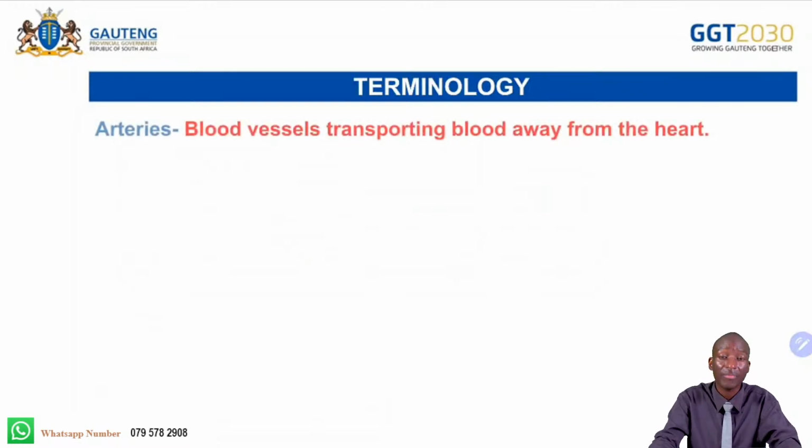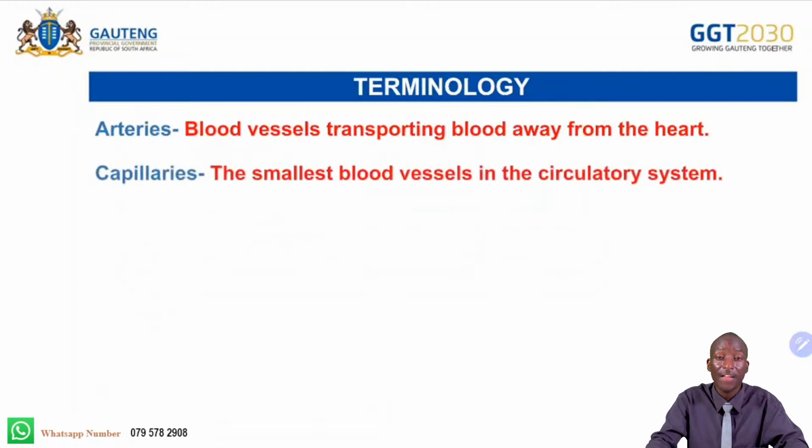Okay, arteries. What are arteries? These are blood vessels transporting blood away from the heart. So arteries are these blood vessels which are responsible for transporting blood away from the heart. Next one, capillaries. These are the smallest blood vessels in the circulatory system. When we look at the blood vessels, we're going to talk about these vessels in detail.